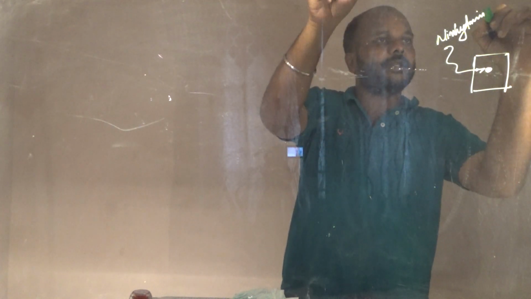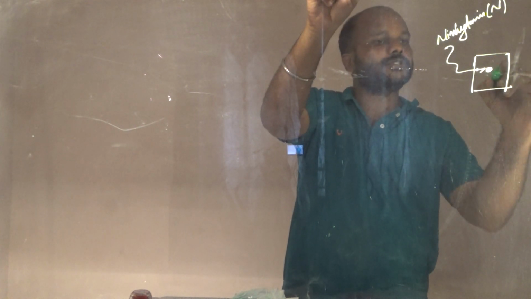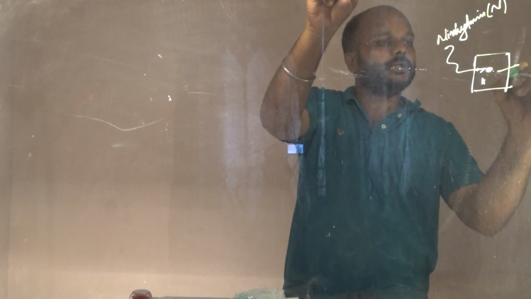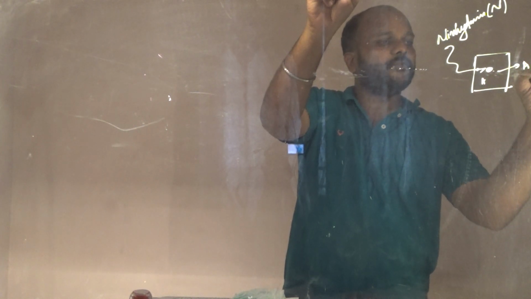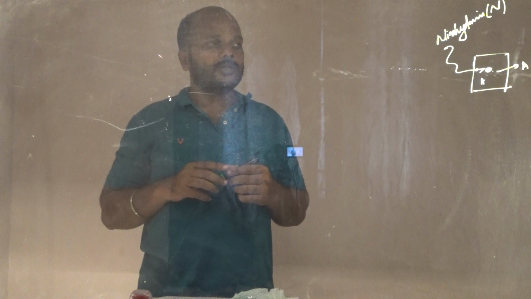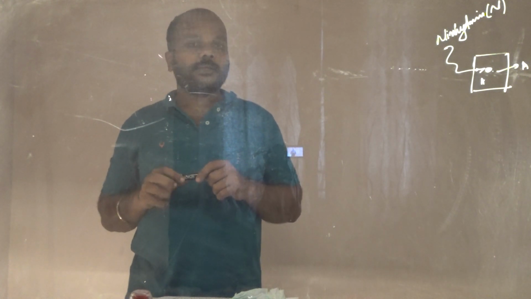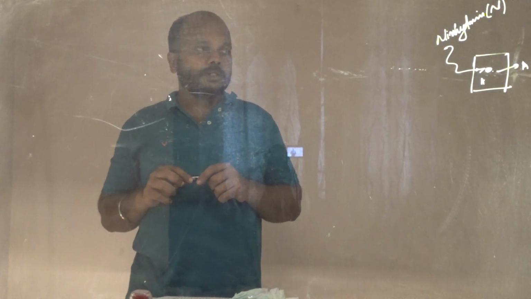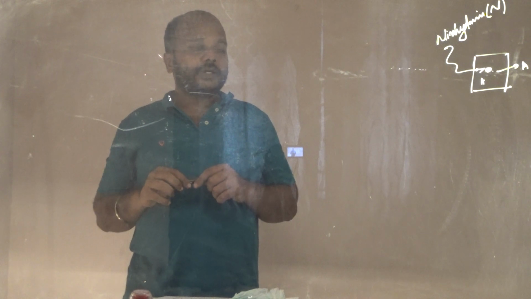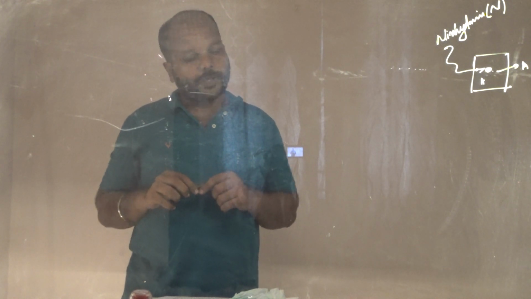Say ninhydrin is N and amino acid is A. So N and A will bind to form a complex, and that is how we are able to locate it.